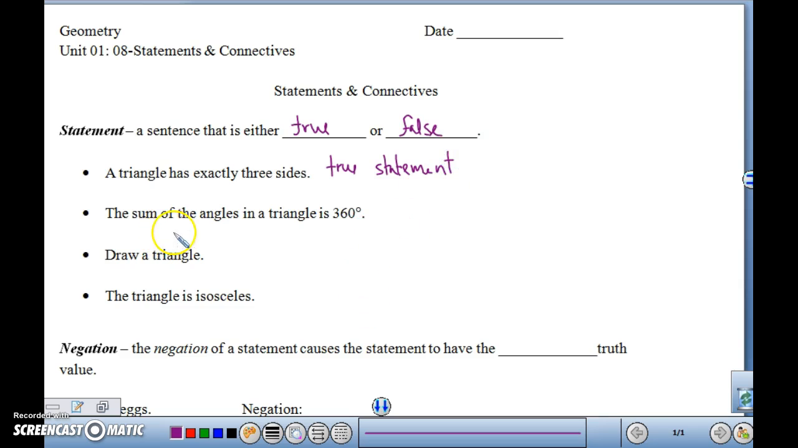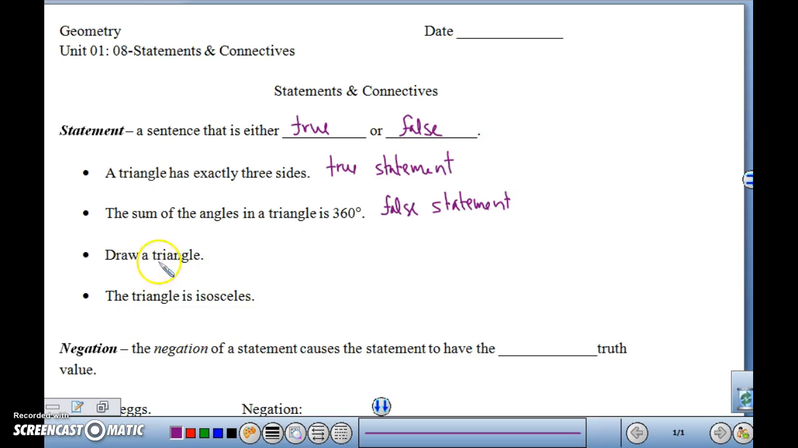Now, what about the statement, the sum of the angles in a triangle is 360 degrees? Well, that's a statement, it's a sentence, and I can immediately say that is actually a false statement because the sum of the angles of a triangle is 180 degrees. So it is a statement, but it is a false statement. I can immediately say the truth value of these two sentences. I know this sentence is true and this sentence is false. So I can figure out the truth value.